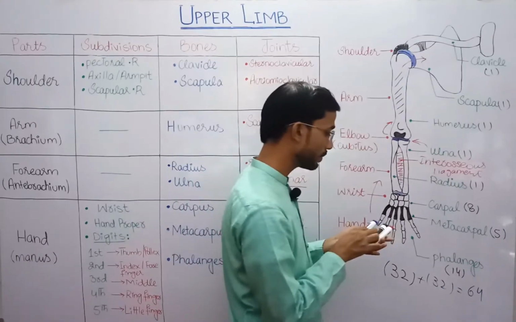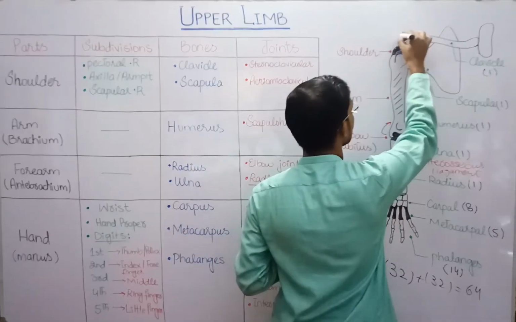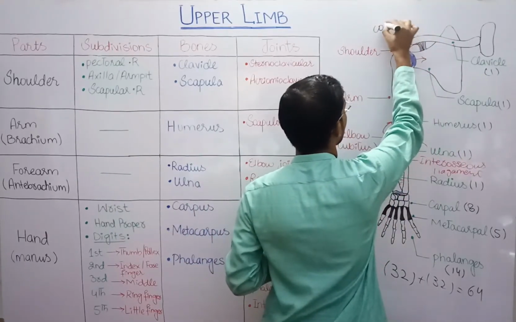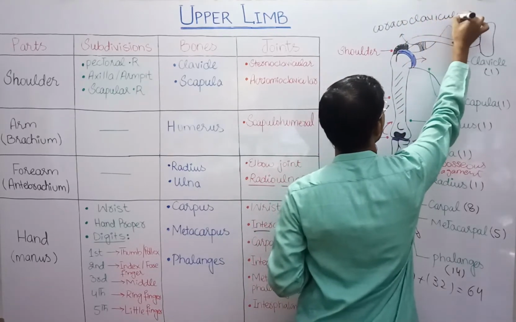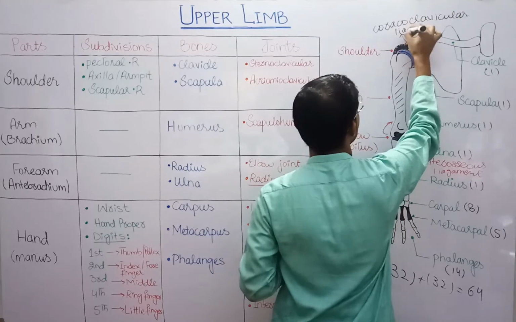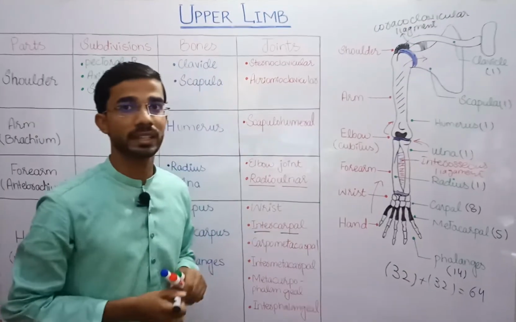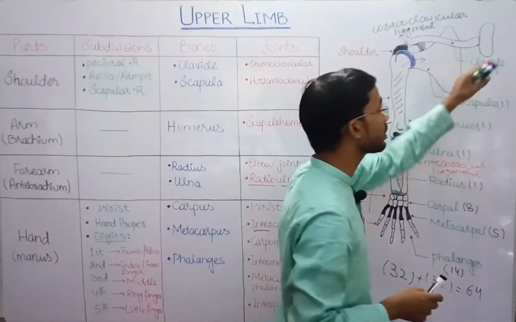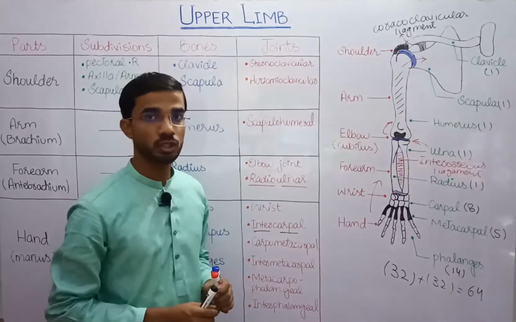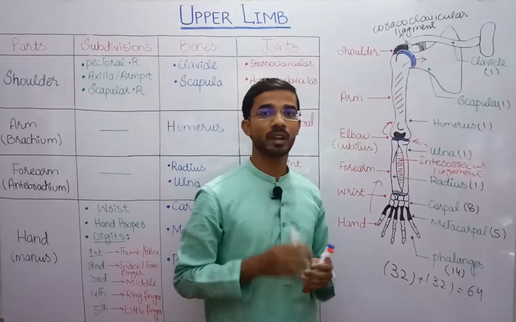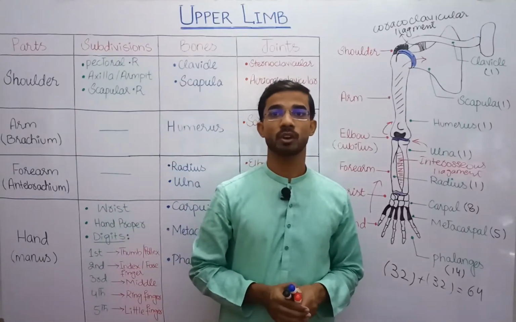From the scapula, it travels to the clavicle through the acromioclavicular ligament. So this is the ligament present between the scapula and the clavicle. From the clavicle, it is transmitted to the sternum through the sternoclavicular joint, and from the sternum it travels to the axial skeleton. So this is all about the introduction of the upper limb.